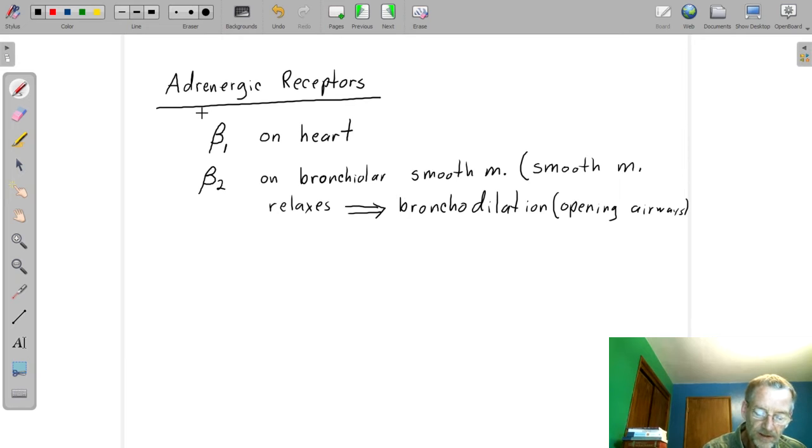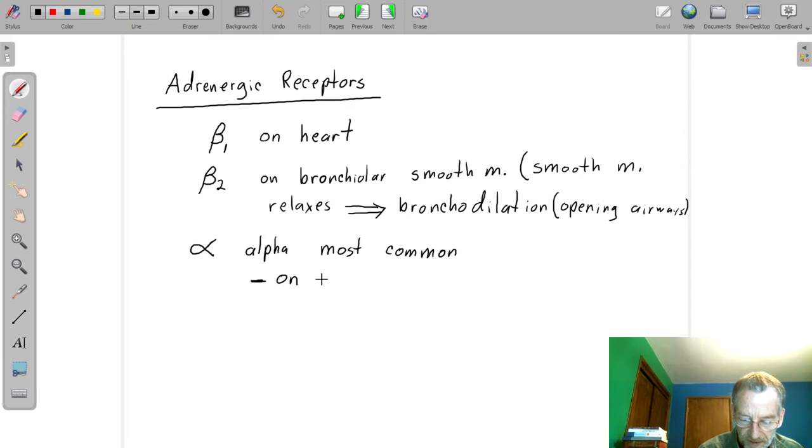Both, well, let's do the last receptor type. There are several subtypes, but we're going to keep it simple and not worry about subtypes. We'll just call them alpha receptors, and these are the most common. What I would like you to remember is that it's alpha receptors on vascular smooth muscle.